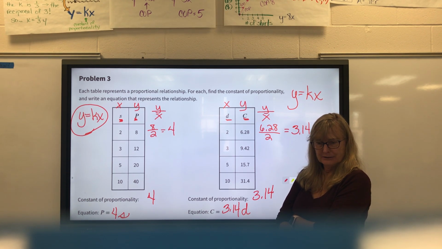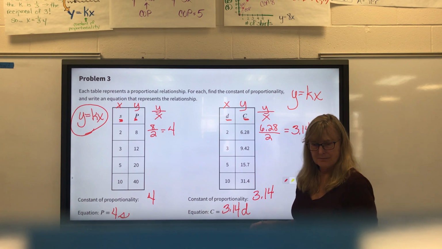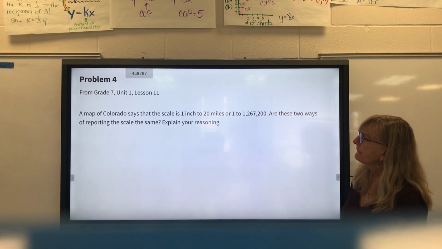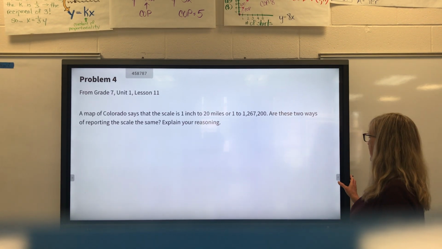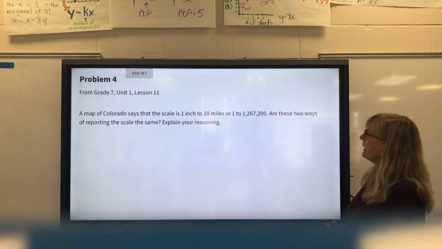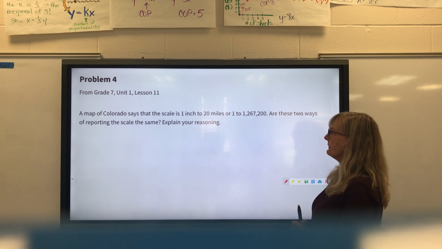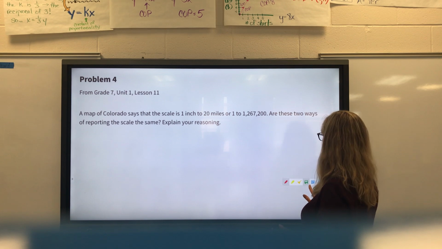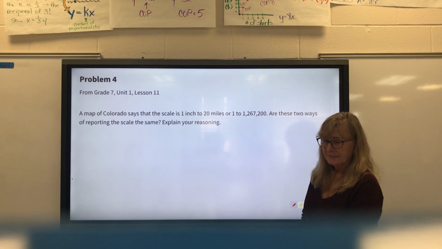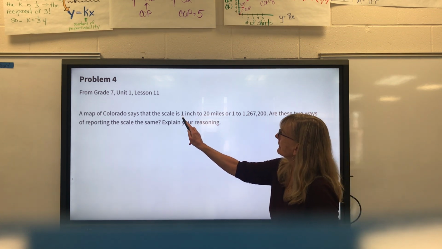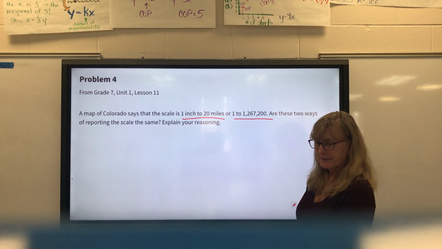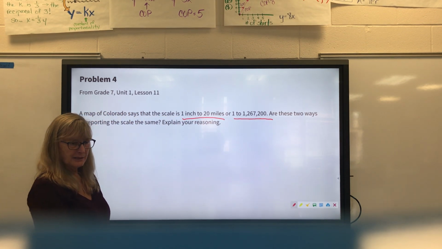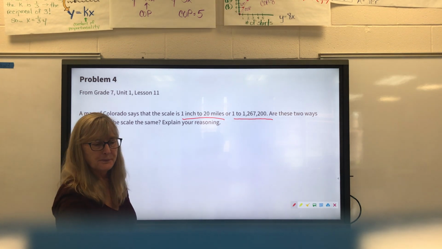Any other questions? No. Okay, who needs more time? Okay, onward to problem 4. A map of Colorado says that the scale is 1 inch to 20 miles, or 1 to 1,267,200. Are these two ways of reporting the same scale? Here's one scale, here's the other scale. How are the scales different? What's different about those two scales, other than the numbers?